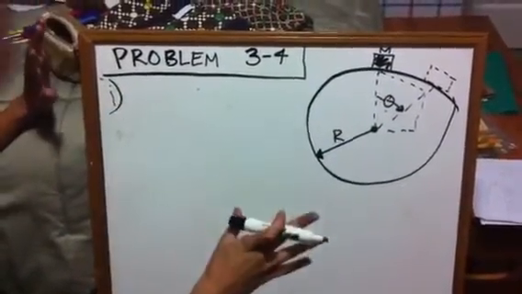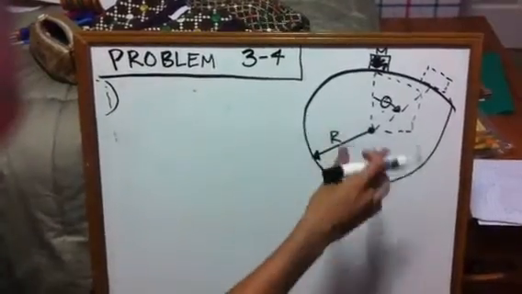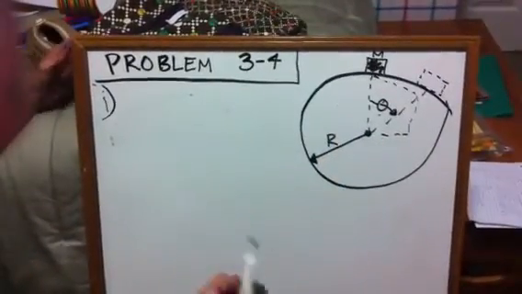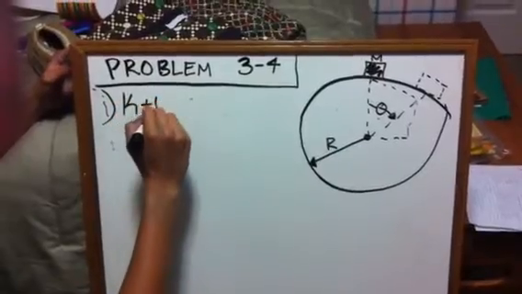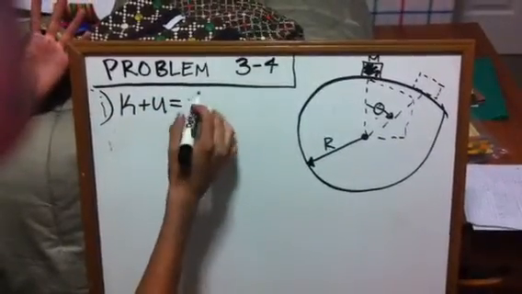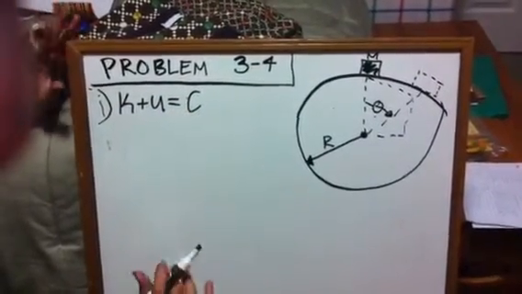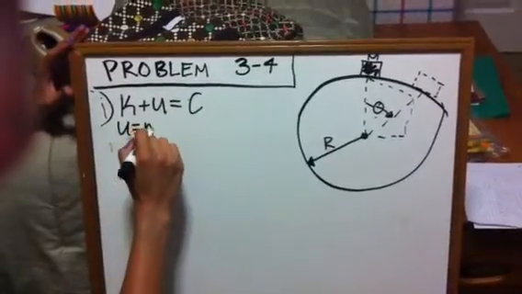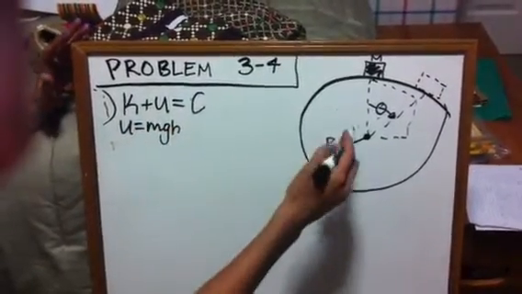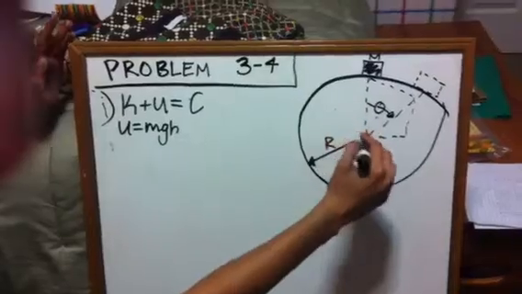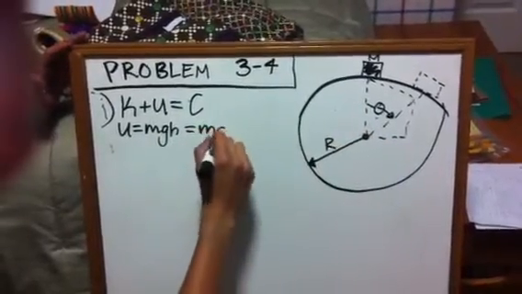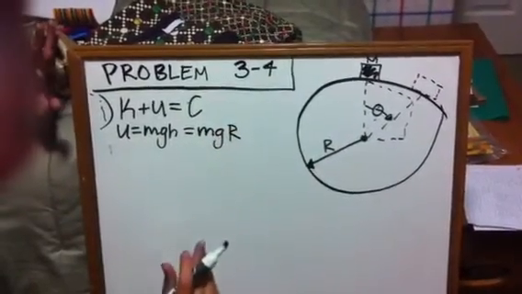In this case, energy is conserved as the particle slides down, or as this mass slides down the sphere. So K plus U equals a constant, any constant we like. It's just going to be C in this case. And U equals mgh, but in this case, because we're using the height of the sphere, it's going to be mgr.